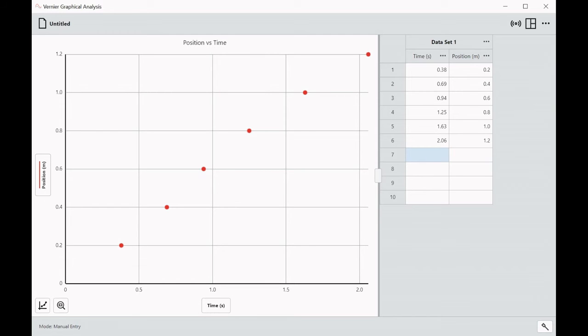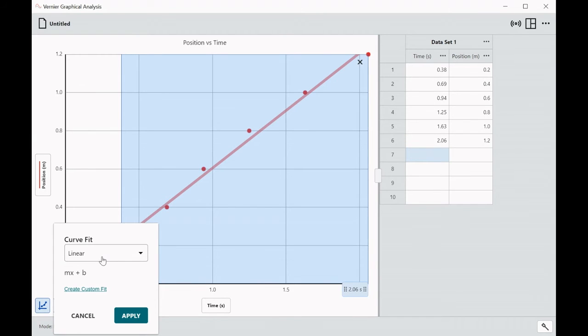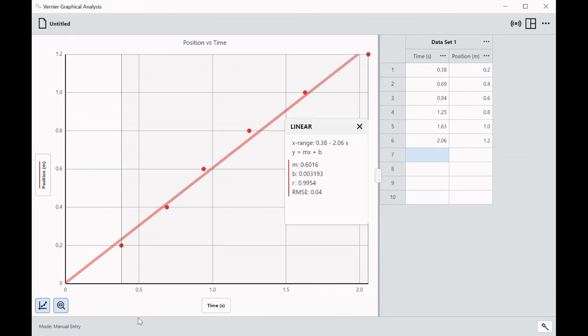So what we're going to do is find the slope of that line. And the slope of that line will be the velocity of my 8 ball that came off of the ramp. So I'm going to go under apply curve fit. I'm going to choose a linear fit because it should be a straight line. And here you can see it lines up pretty good. This point's a little bit below the line, this point's a little bit below, this one's a little bit above, this one's a little bit above, but they're generally really close to the line, so that's good.